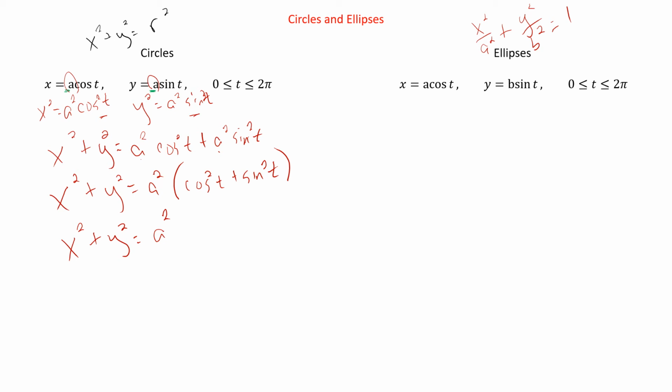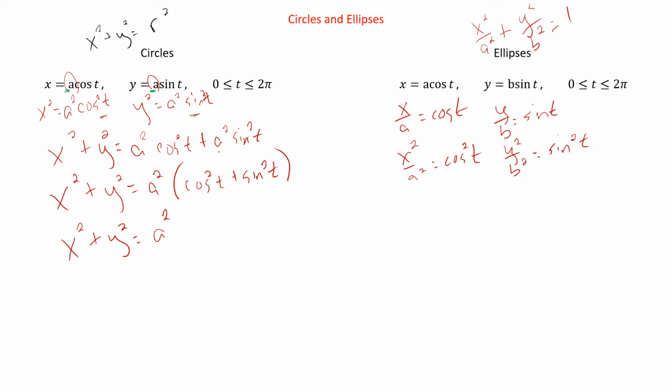We'll do the same thing, except here, if we just square them both, we're going to have a squared cosine squared t and b squared sine squared t. We're not going to be able to factor anything out. But if we remember our ellipse equation, we don't need x equals a. We can have that division. So let's divide first. x over a equals cosine t. y over b equals sine t. Now we can square both of them. x squared over a squared equals cosine squared t. y squared over b squared equals sine squared t.